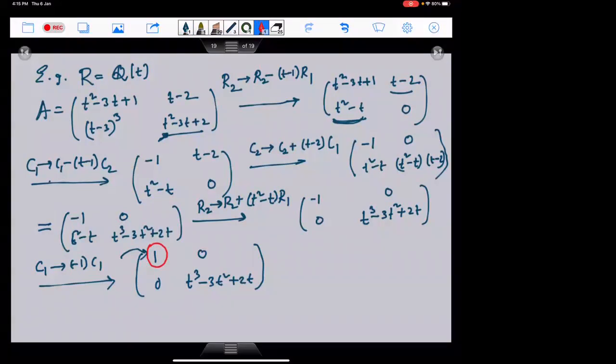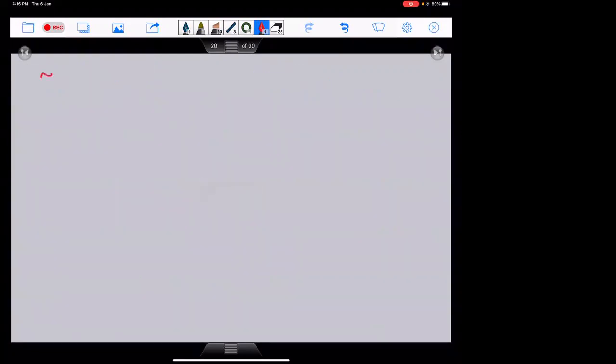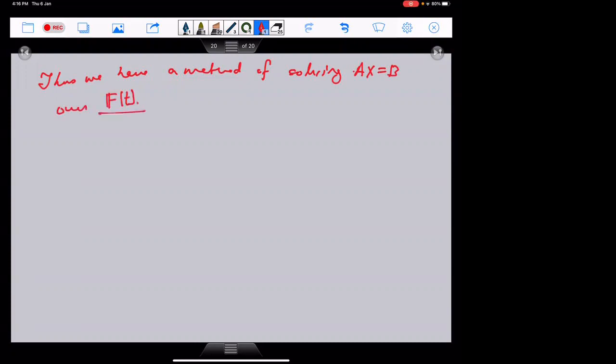So I'll ask you to find, as a question, P and Q inverse. I'm not finding them here. Please combine all the operations I have mentioned and get the forms of P and Q. Thus we have a method of solving AX equal to B over F[T]. This is for one thing.